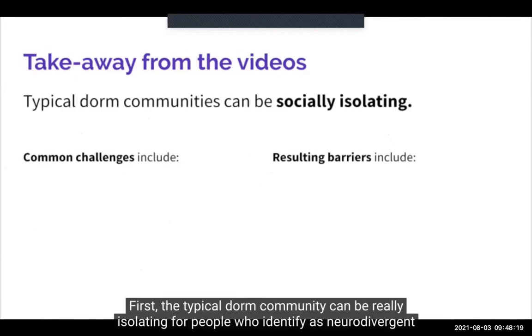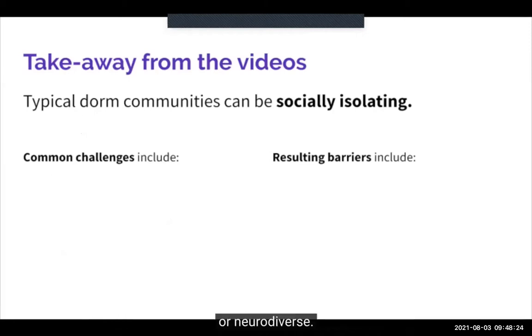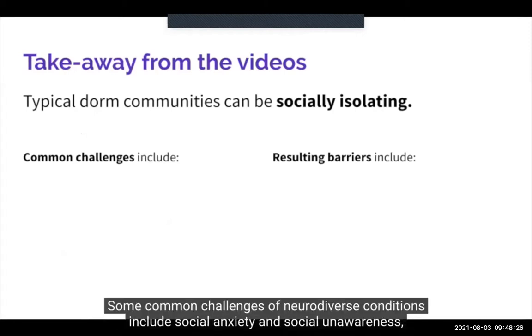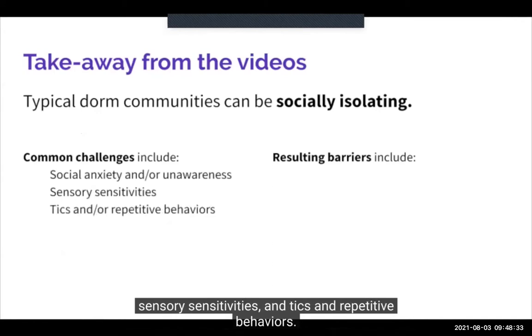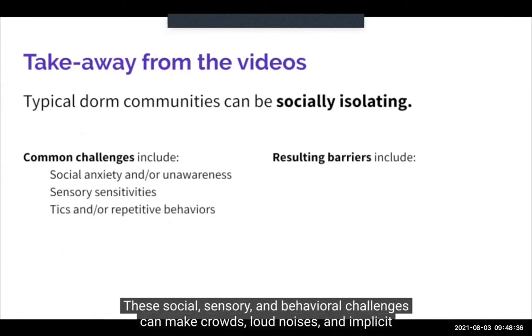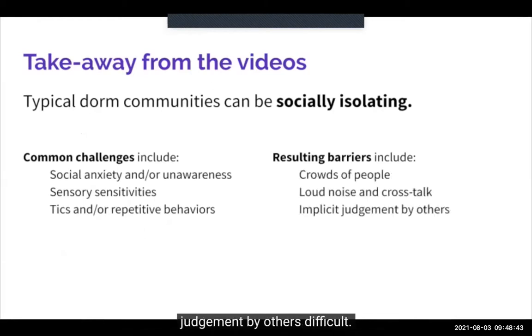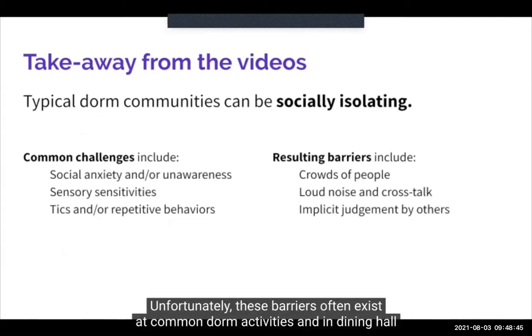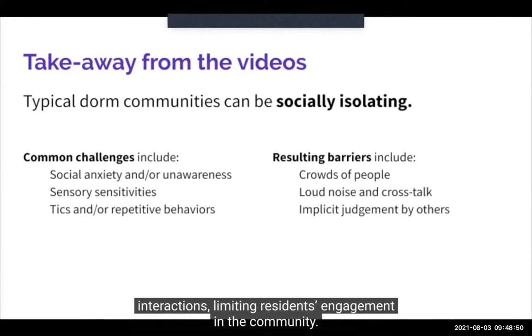First, the typical dorm community can be really isolating for people who identify as neurodivergent or neurodiverse. Some common challenges of neurodiverse conditions include social anxiety and social unawareness, sensory sensitivities, and tics and repetitive behaviors. These social, sensory, and behavioral challenges can make crowds, loud noises, and implicit judgment by others difficult. Unfortunately, these barriers often exist at common dorm activities and in dining hall interactions, limiting residents' engagement in the community.